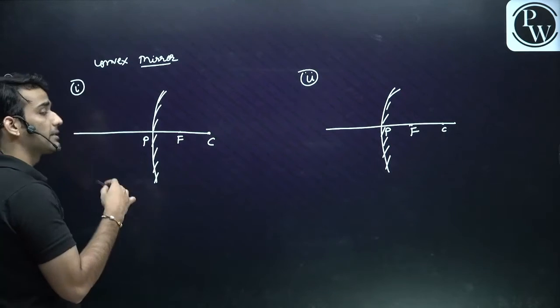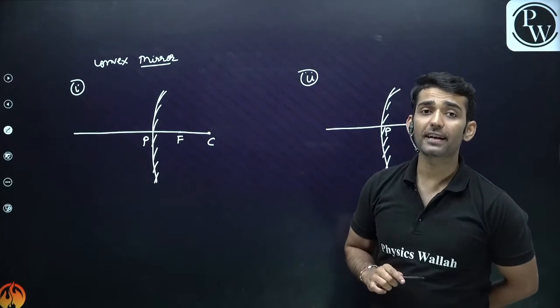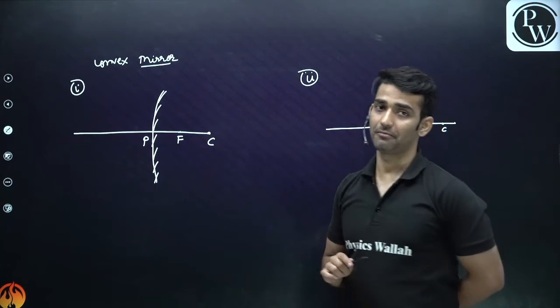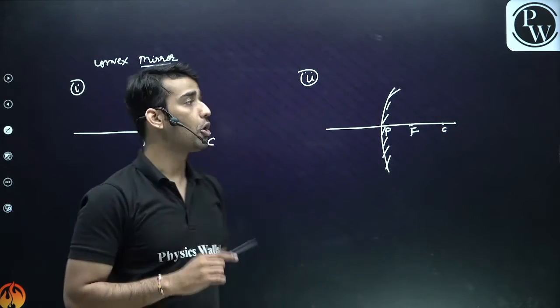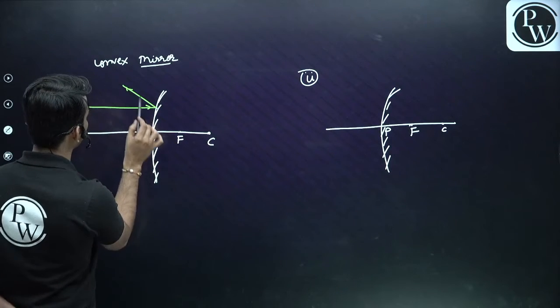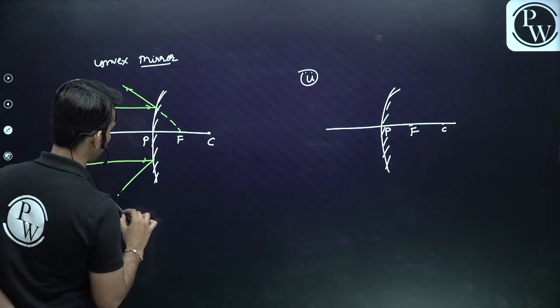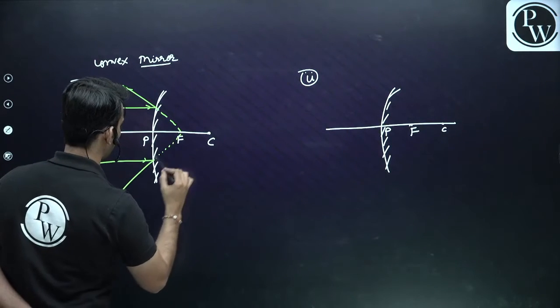Now here the nature is different, guys. Concave mirror was converging, but convex mirror is diverging. It is a diverging mirror. What will happen? If you consider the rays, it will diverge them, like they appear to be coming from F, right? It will diverge them. Clear, guys?